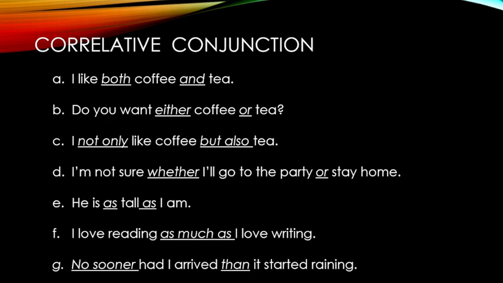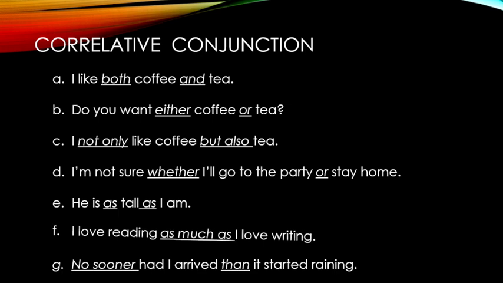He is as tall as I am. So here we are using as tall as. He is as tall as I am. So as is a correlative conjunction. We have to use both as in the same sentence if we are comparing those people with us or somebody.